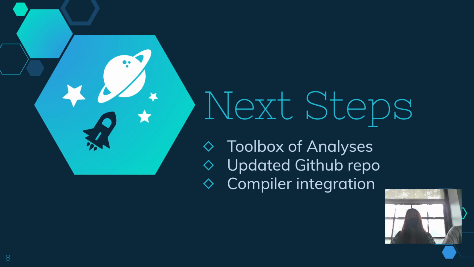As for next steps, Julian has agreed to work with us next semester. Some of us will be away, some of us will be working on it. We will look at more of the analyses. Like I said before, we were looking at null pointer for the last couple of weeks, but there are obviously a lot more analyses we can look into. We will also do the updated GitHub repo, and we are looking into compiler integration with the Magpie Bridge program that Julian made himself.